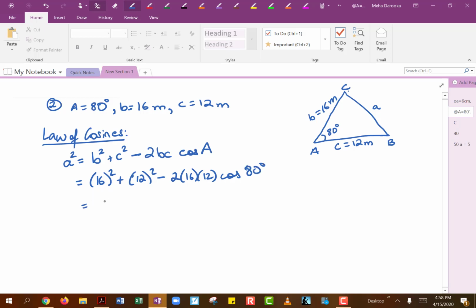So again, you can put this in your calculator, or you can break down your calculation. So 16 squared gives us 256, 12 squared is 144, 2 times 16 times 12 will give us 384, and then cosine of 80 degrees is going to be 0.173648178. Okay, so if we go ahead and calculate this further, that should be a decimal there.